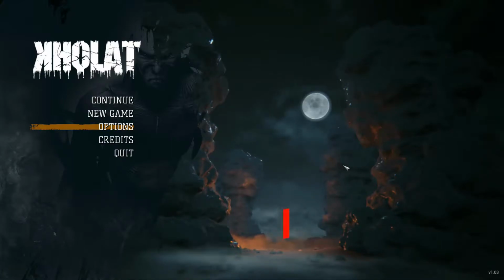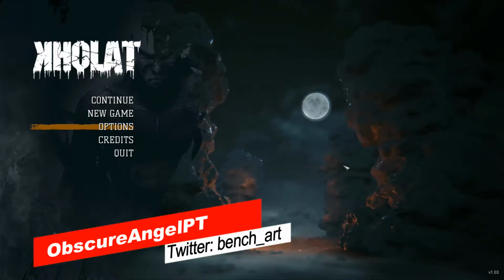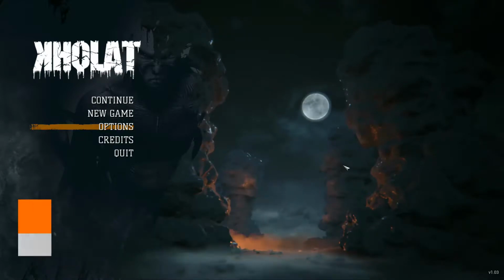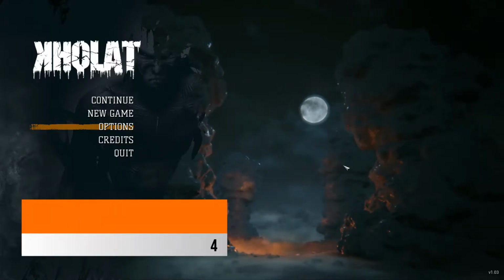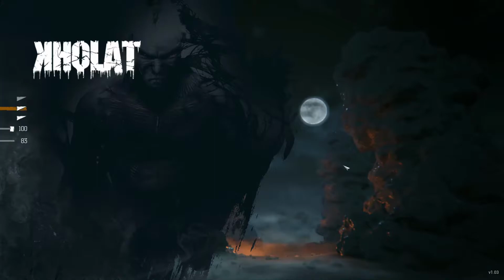I'm the GSkill BT, and for today what I have here is Kholat. Kholat is a game developed by a developer team called EMGN Pro, and they are using Unreal Engine 4, okay? So let's take a look at the settings.